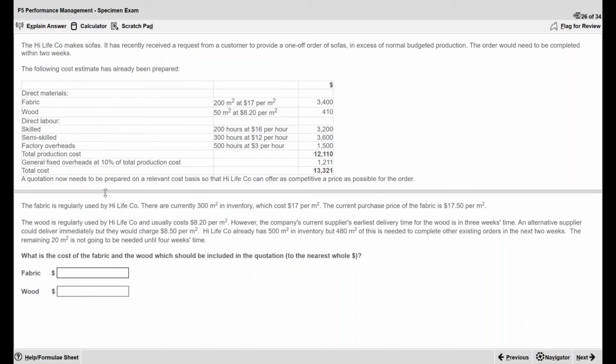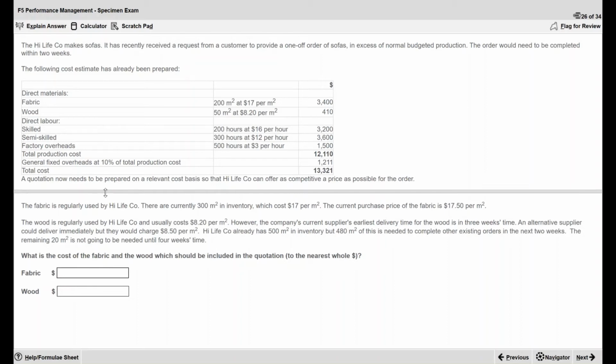As competitive price as possible means lower price. The fabric is regularly used by High Life Co. There are currently 300 square meters in inventory, which costs 17 per square meter. The current purchase price of fabric is 17.5 per square meter. The wood is regularly used by High Life Co. and usually costs 8.20 per square meter. However, the company's current supplier earliest delivery time for the wood is 3 weeks' time. An alternative supplier could deliver immediately, but they would charge 8.50 per square meter.